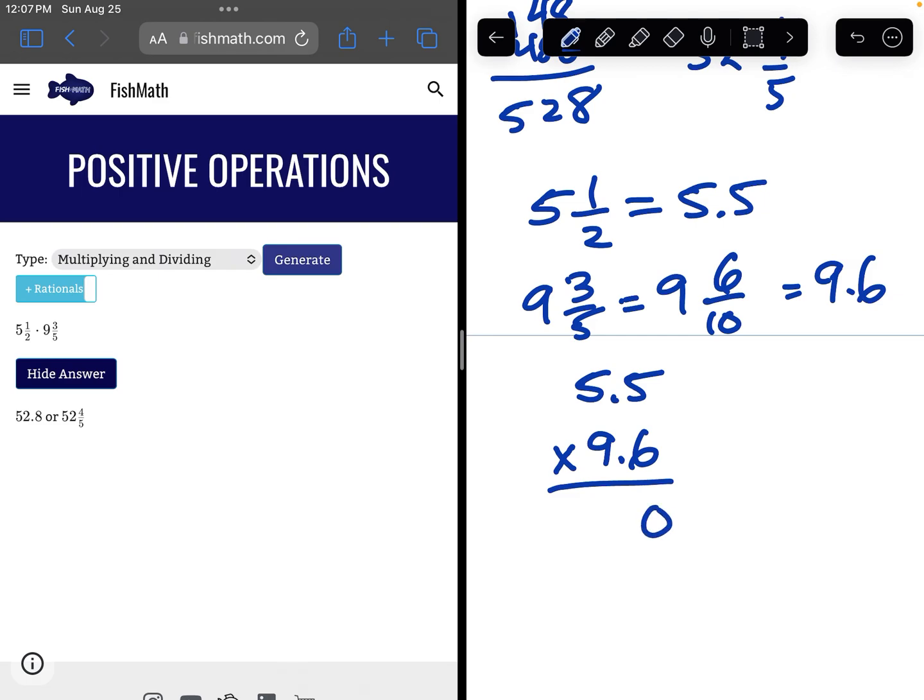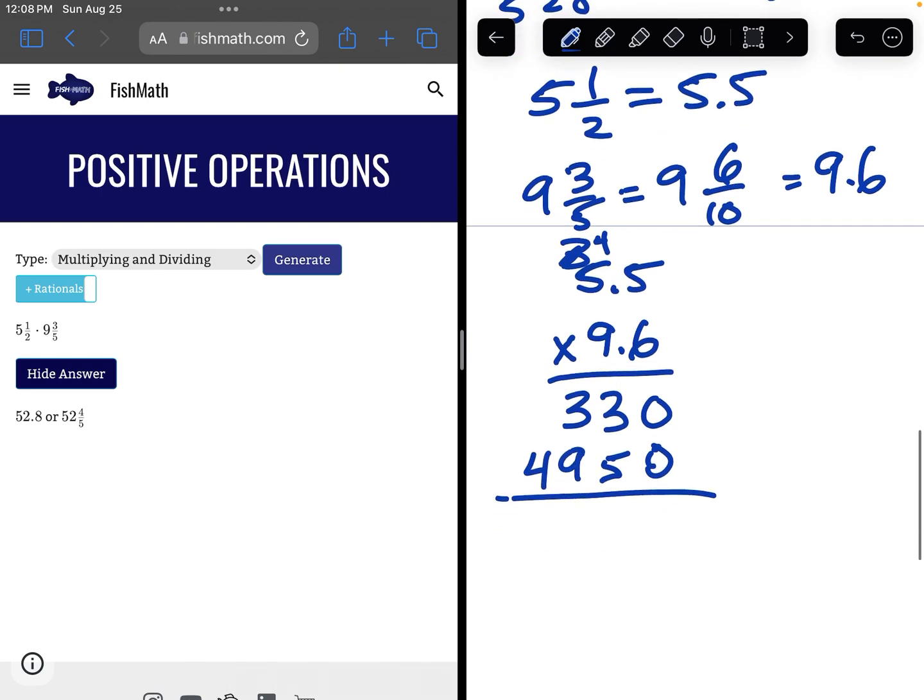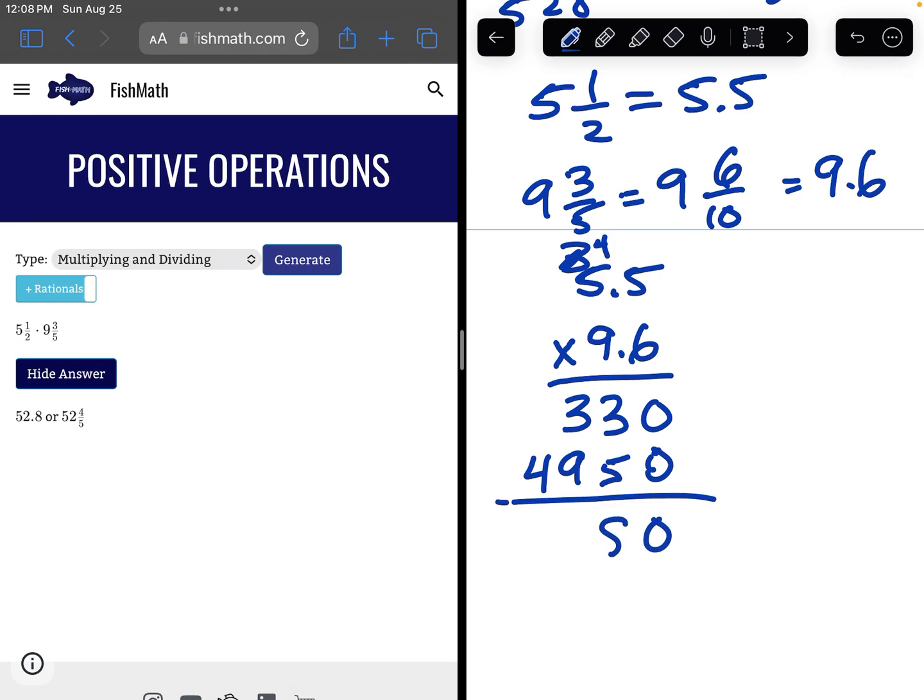So 6 times 5 is 30. 6 times 5 again is 30, but now we have a 3, so 33. Let's add the placeholder. Do it again. 9 times 5 is 45. 9 times 5 is 45, plus 4 is 49. And let's just add these down. And this becomes 5,280. No, it looks like 5,280, but we have to go back to our decimals.